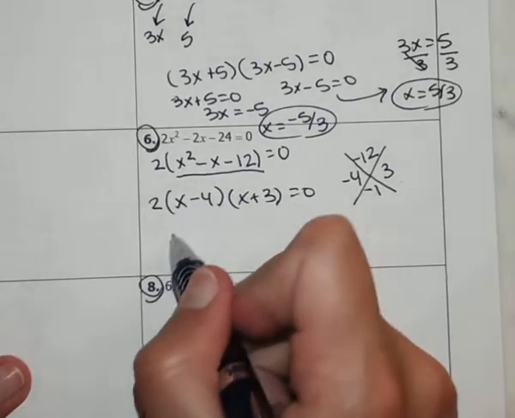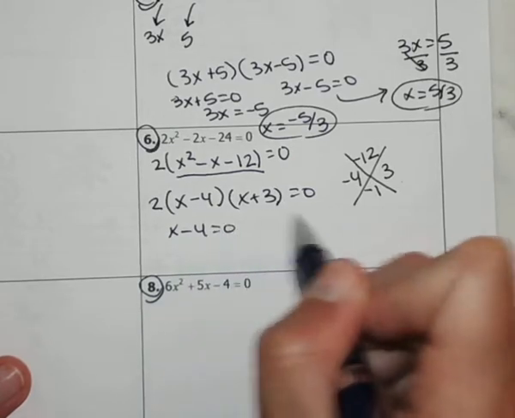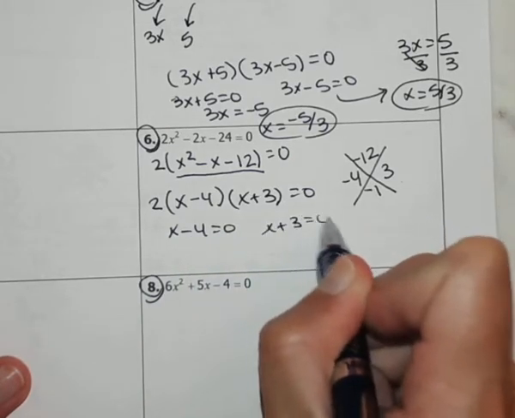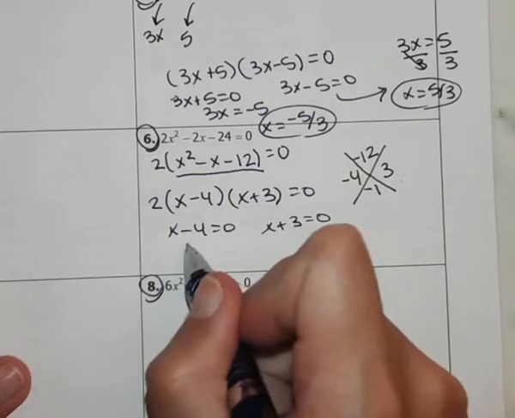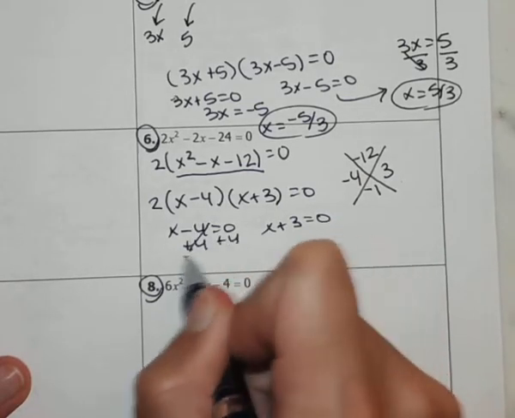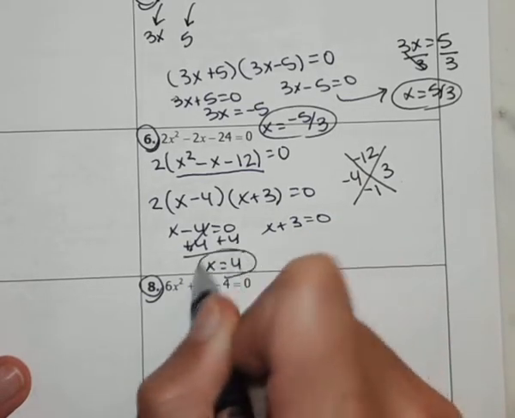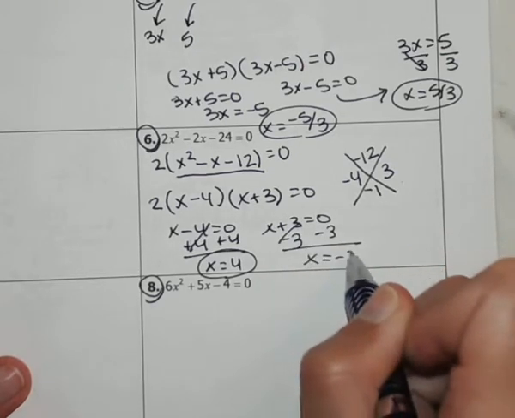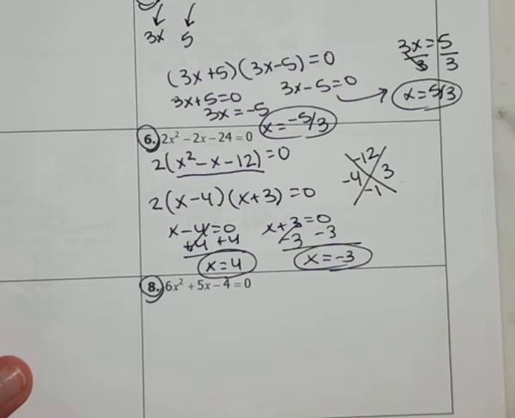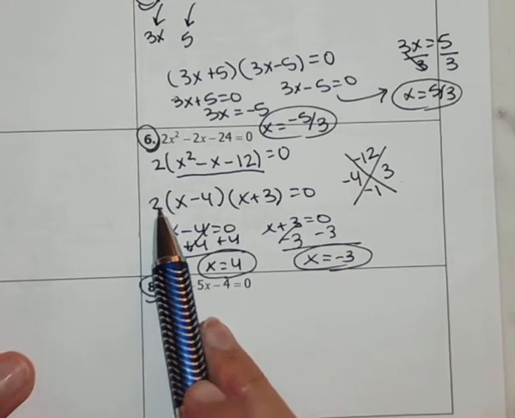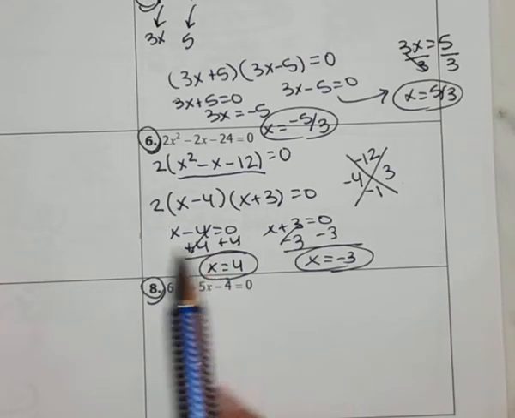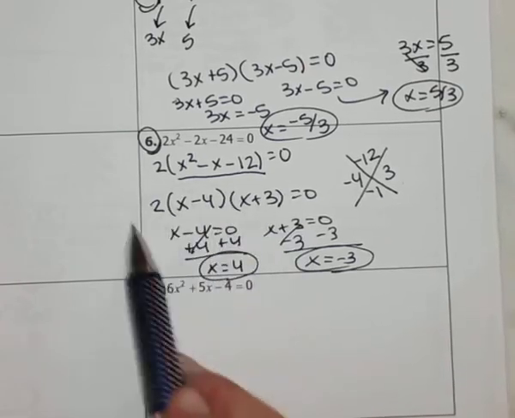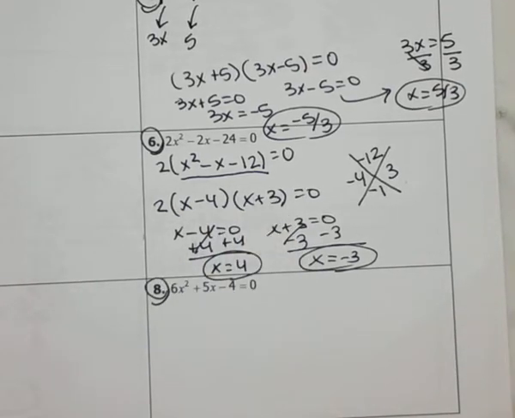Last step is solving. So we set x minus 4 equal to 0 and x plus 3 equal to 0. And we want to get x alone. So in this case, I'm going to add over the 4. So x equals positive 4. And then in this case, I subtract over the 3. My two solutions are positive 4 and negative 3. Notice the GCF just kind of falls off when you're solving. If we are factoring, this would be the answer with the GCF.